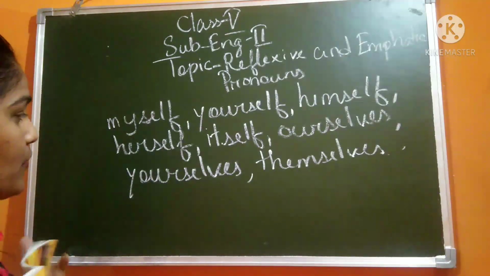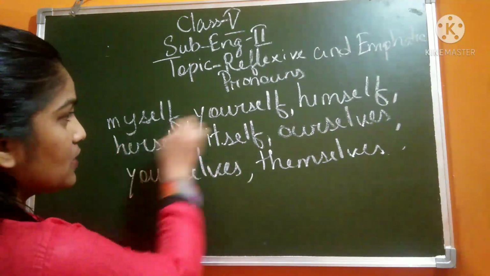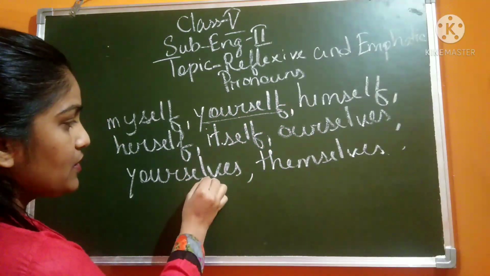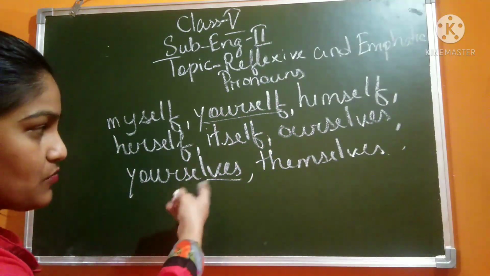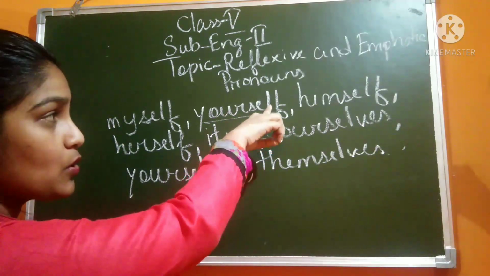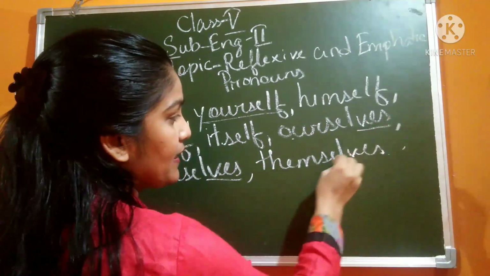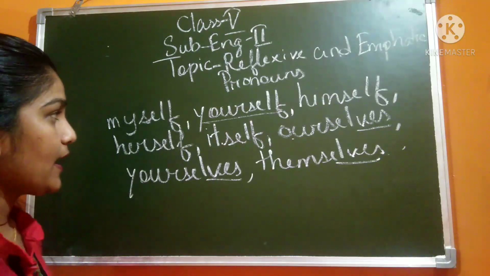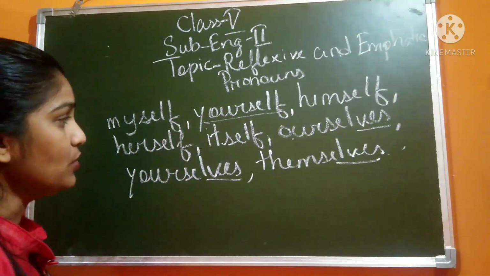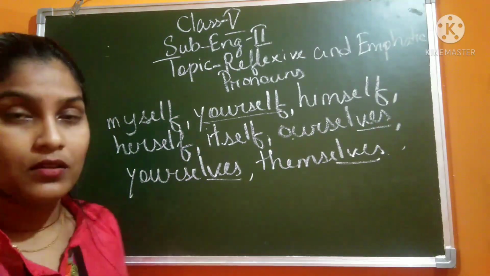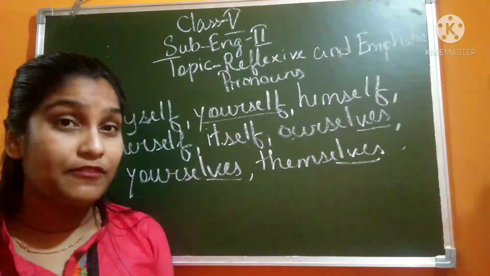Okay. So here you can see that first I have written yourself, but here I have written yourselves. So this is the plural one, so that is why yourselves. This is the singular one, that is why yourself. With ourselves we have to write in this way, and with myself we have to use self. Understood?